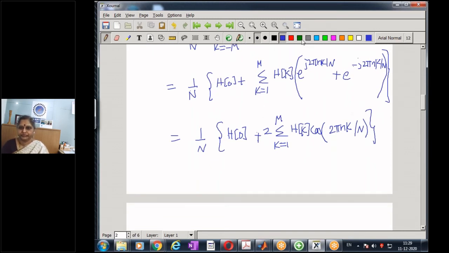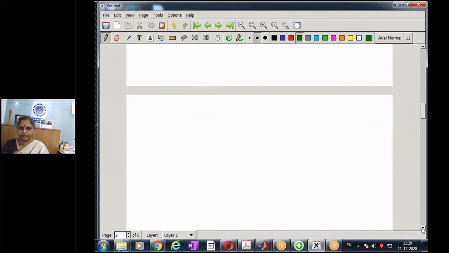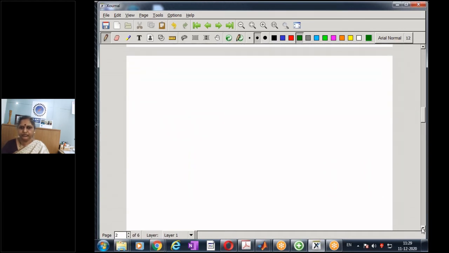Let's define our problem as, say, consider N equal to 9, a filter of length 9, and a low pass filter with the cutoff omega c equal to 0.25 pi. And the aim is to design the FIR filter using the frequency sampling method.